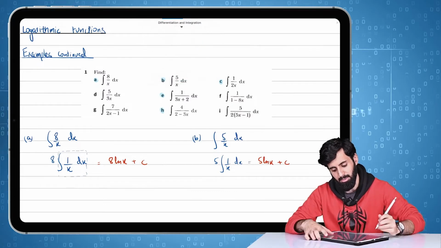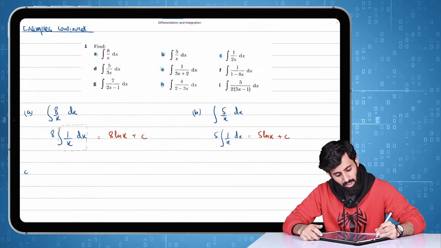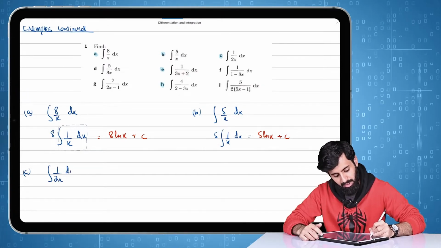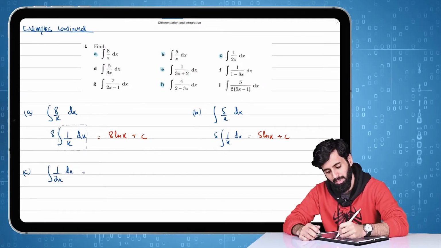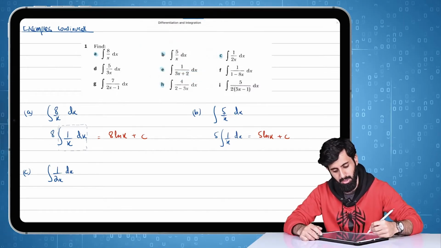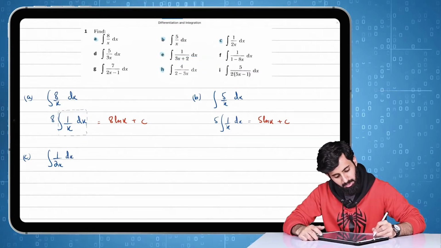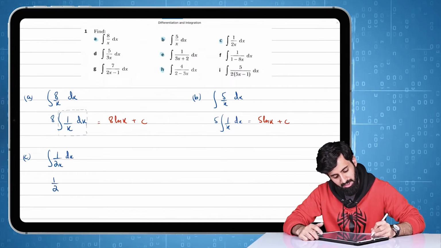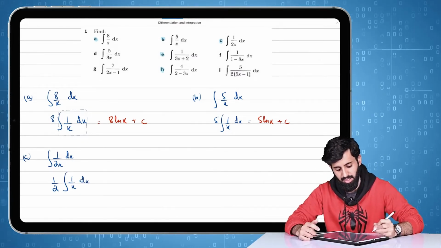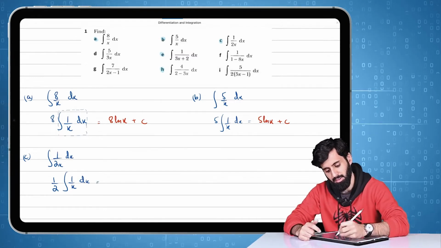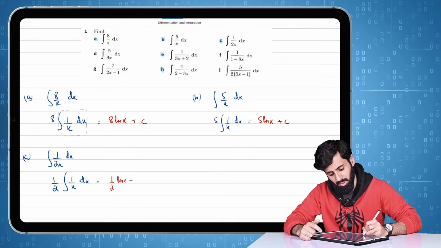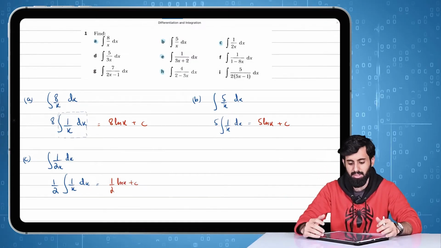Okay. Now, what exactly do we do in part C? Well, let's find out. So you have the integral of 1 upon 2x with respect to x. Now, if you were to clean this up, a cleaner version of this would be that you would have 1 upon 2 outside, and then you'd have 1 upon x is what you're integrating basically. So the answer to this would be 1 upon 2 as it is, ln x plus c. And there you go. That's literally it.